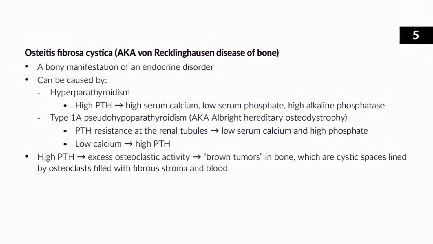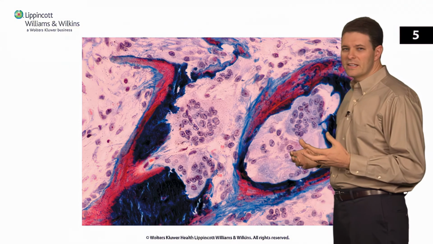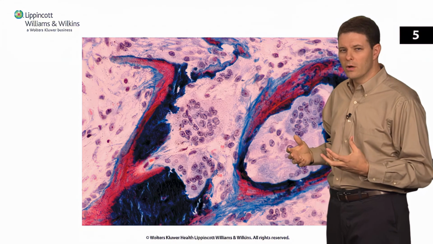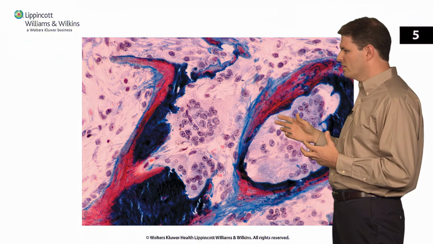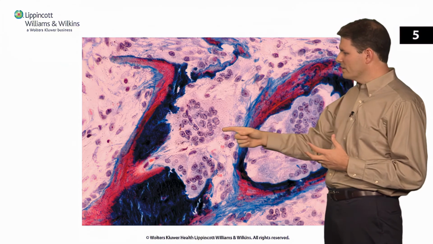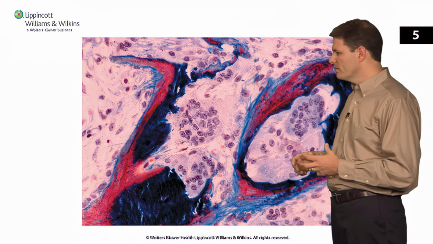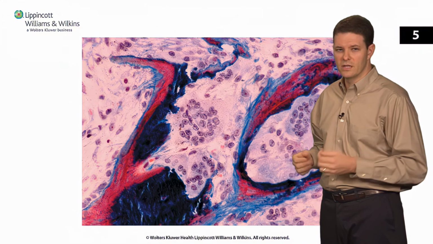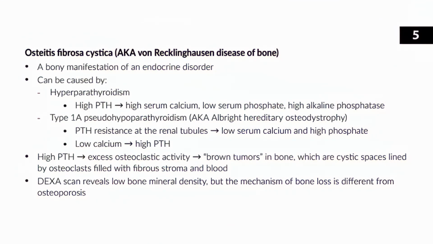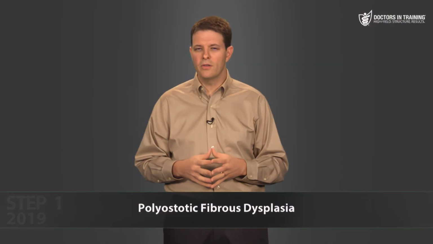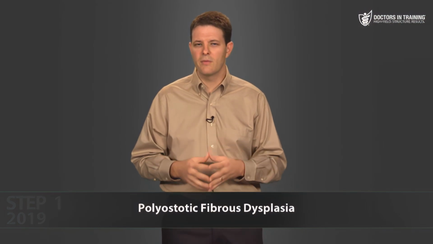So with either of these conditions, PTH is going to be high. In either case, that high PTH leads to excess osteoclastic activity, and that eats away at the bones to cause these cystic lesions. So it's osteitis fibrosa cystica. These cystic lesions show up as brown tumors in the bone, which are really these cystic spaces that are lined with multinucleated osteoclasts, and they're filled with blood and also filled with some fibrous tissue. So that's the fibrosa in the name. And the DEXA scan reveals low bone mineral density, but with a very different mechanism of bone loss than we see in osteoporosis.